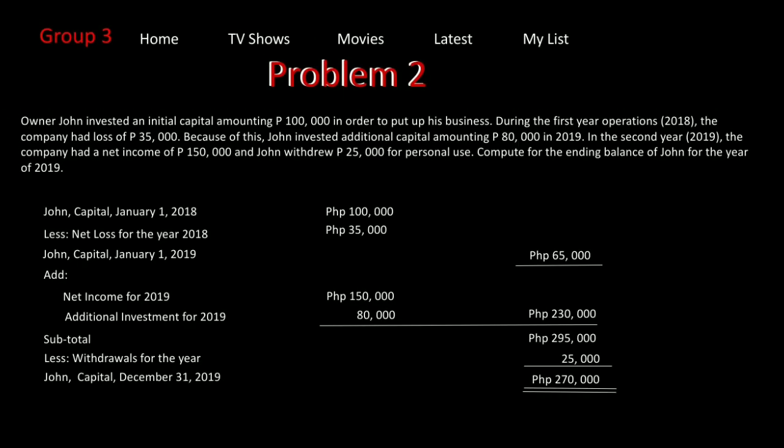Problem number 2. Owner John invests an initial capital amounting to 100,000 pesos in order to put up his business. During the first year of operation, 2018, the company had a loss of 35,000 pesos. Because of this, John invests additional capital amounting to 80,000 pesos in 2019. In the second year, 2019, the company had a net income of 150,000 pesos and John withdrew 25,000 pesos for personal use. Compute for the ending balance of John for the year of 2019.